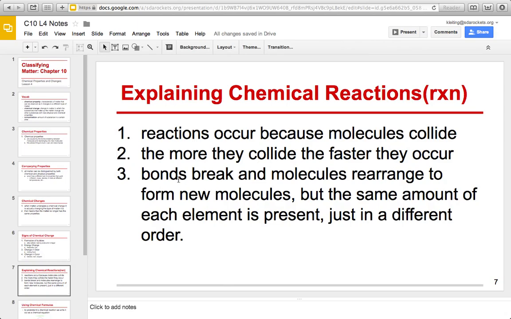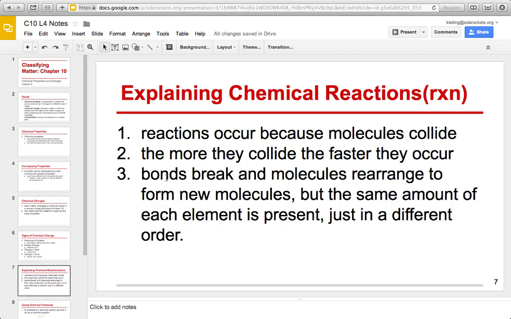So when bonds break and molecules rearrange to form new molecules, the same amount of each element is present. It's just in a different order. So this is our conservation of mass. If we have a closed system, which is something that we're going to be talking about really soon, that means that nothing is leaving the area. So I have a nail with oxygen, so I have iron and oxygen, and I measure that, I weigh it, and I mass it out, and then I wait until the nail is all rust, which is iron oxide, but we didn't let anything leave our system.